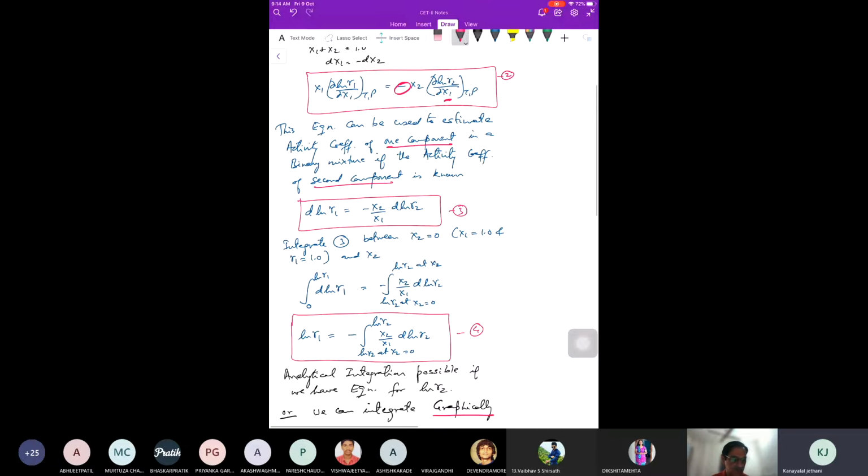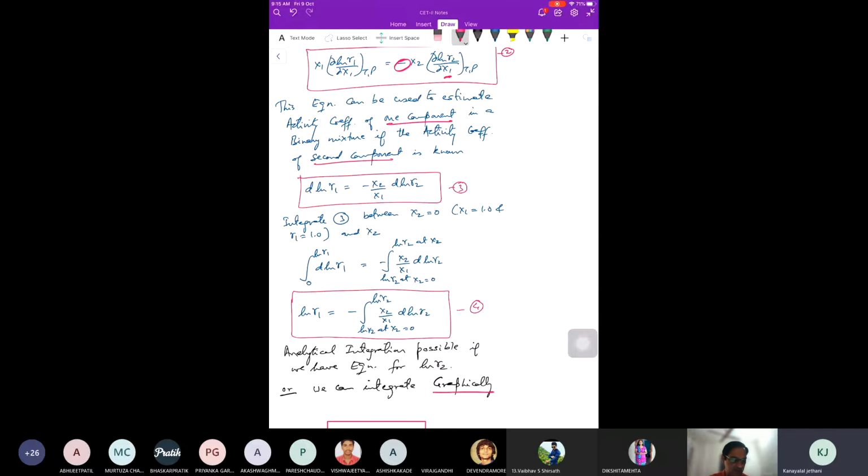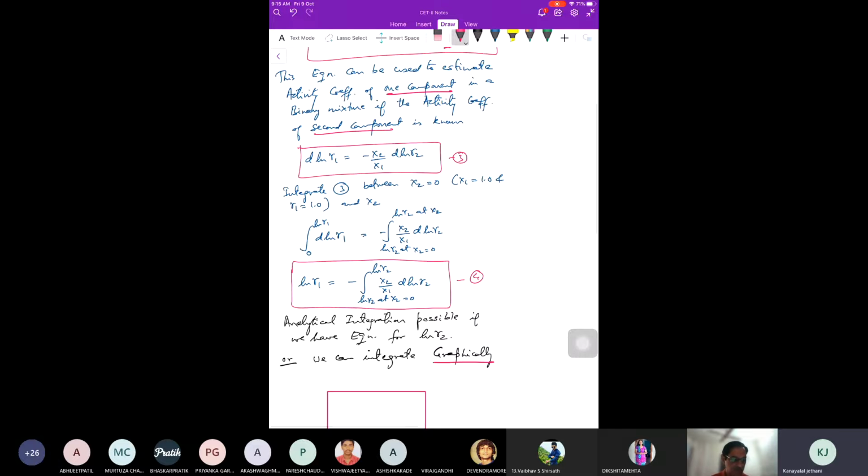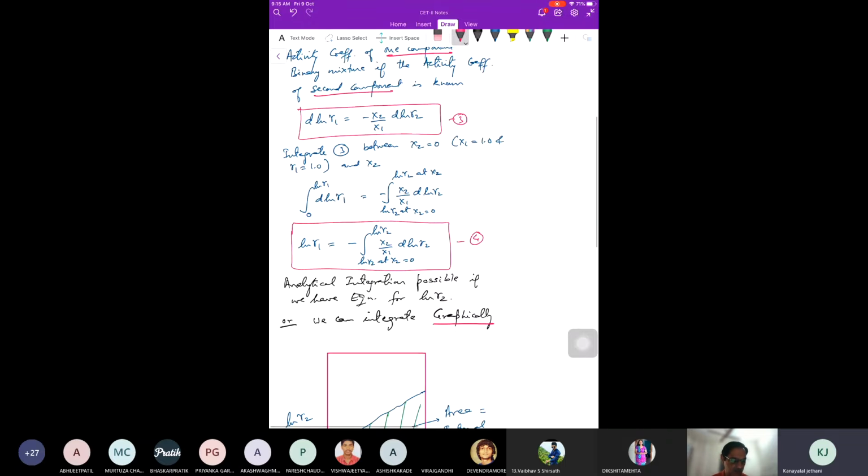So we can write equation 2 in the form of equation 3, which says d ln gamma 1 is equal to minus x2 by x1 d ln gamma 2. Now we integrate between x2 equal to 0, where x1 is equal to 1 and gamma 1 is equal to 1 because it's pure component 1, and the desired value of x2. So we'll get integral d ln gamma 1 from 0 to ln gamma 1, and on the right hand side minus x2 by x1 integral d ln gamma 2, with limits ln gamma 2 at x2 equal to 0 as the lower limit, and ln gamma 2 at x2 as the upper limit. If we integrate, we get equation 4, which says ln gamma 1 is equal to minus integral of x2 by x1 d ln gamma 2, with the lower limit ln gamma 2 at x2 equal to 0 and the upper limit ln gamma 2.